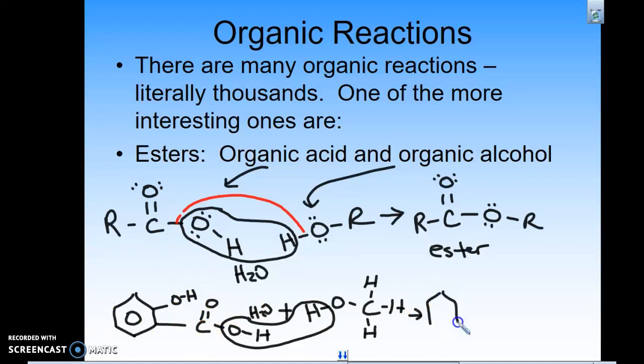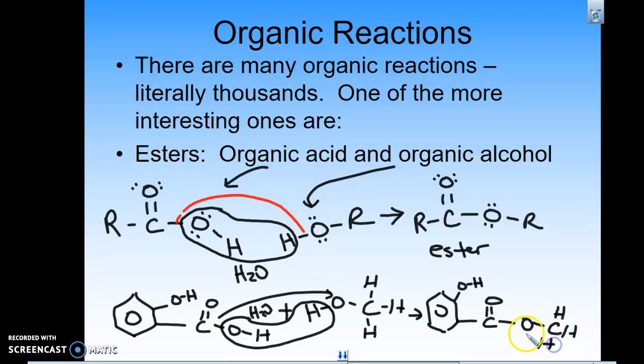When you do these, just redraw them. Okay, it had a little OH off of this. And then it had C double bond O. Now, instead of drawing this OH, I'm going to connect it over here. This is going to come over here. And I'm going to go O, C, like so. Okay. And again, I can then put these in here like so. Should be there. All right, so this particular one makes wintergreen. So your wintergreen Lifesavers and such would have this smell and this flavoring in them.